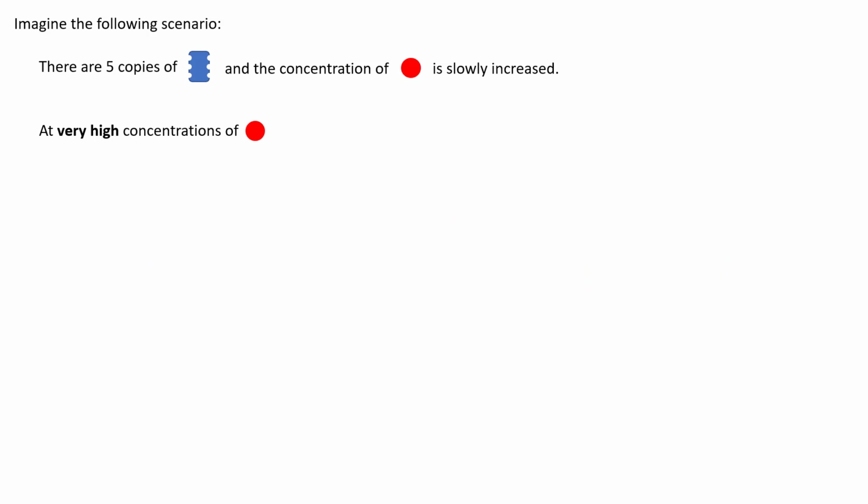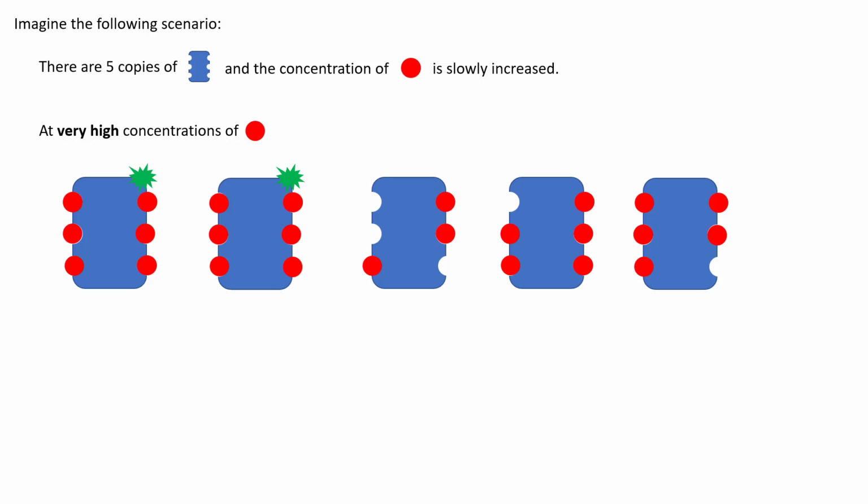At very high concentrations of red, now you have a couple of the blue molecules fully occupied by the red molecule and activated, whereas the other 3 have not been. So 2 of them have been activated. So this makes the signal molecule concentration to response sigmoidal, because at low concentrations you're not going to have any response, and slowly when the concentrations start to increase, you start to get a response because the empty binding spots start to get occupied.